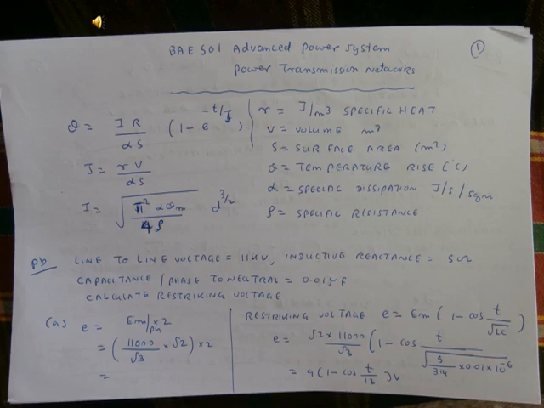Today's lesson is BA501 Advanced Power System and Power Transmission Networks, week 1 lesson. When electrical current flows through a conductor, the conductor's temperature will rise, so the conductor temperature can be calculated.